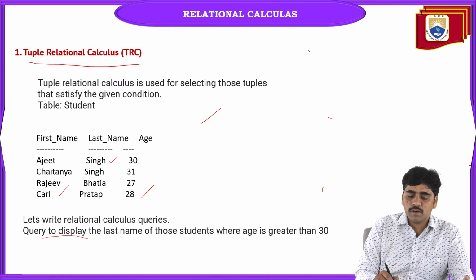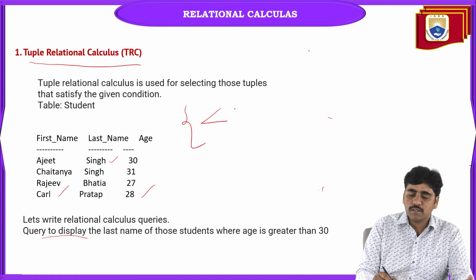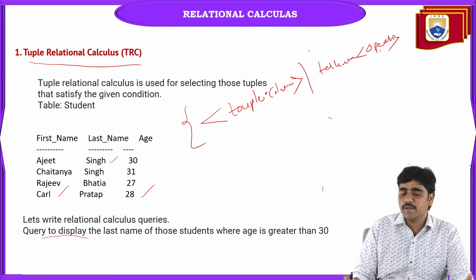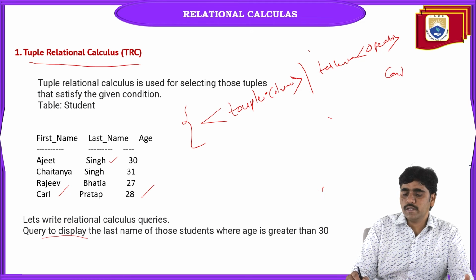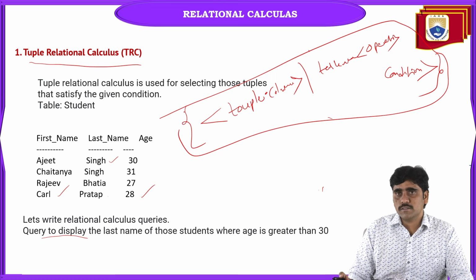The syntax is like this. Inside the parenthesis you mention the tuples list, tuple dot column name, tuple dot column name, separated with the bar symbol, then the table name, then the operator, and, or anything, and the next condition. This is the way you can mention tuple relational calculus.